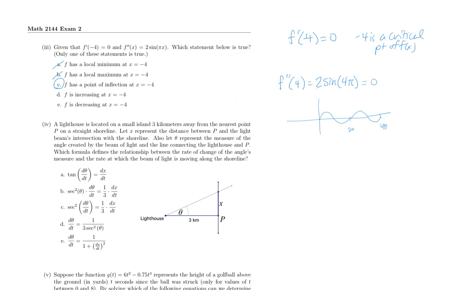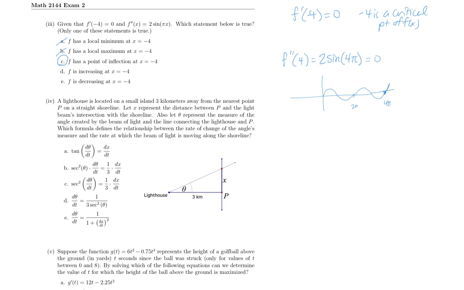So for it to be an inflection point, we actually need to check that it changes signs. So if I think about the graph here, I can see that it's negative to the left and positive to the right. So it does actually change concavity there. So that ends up being positive.